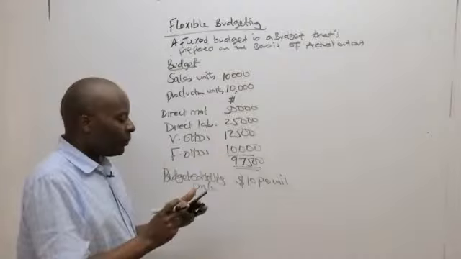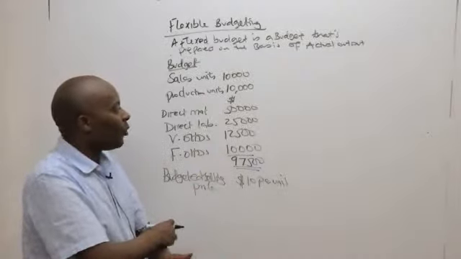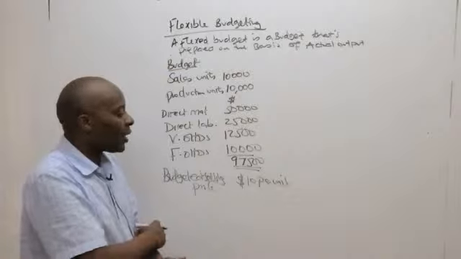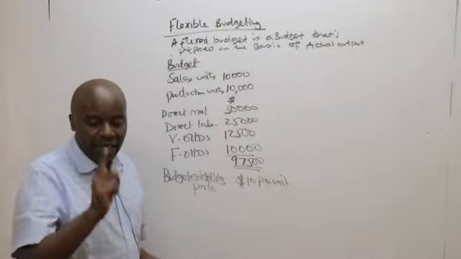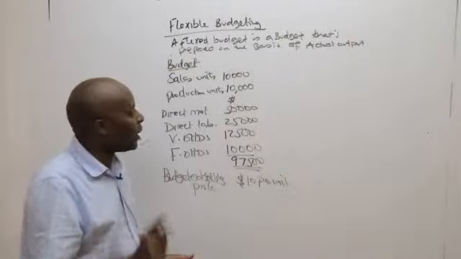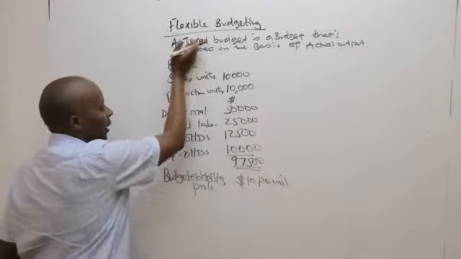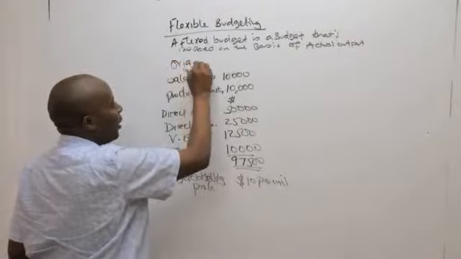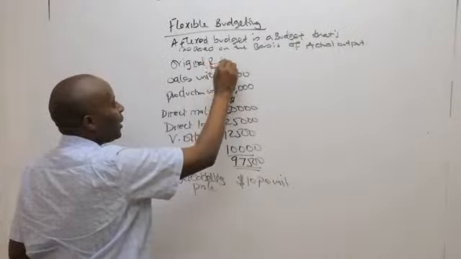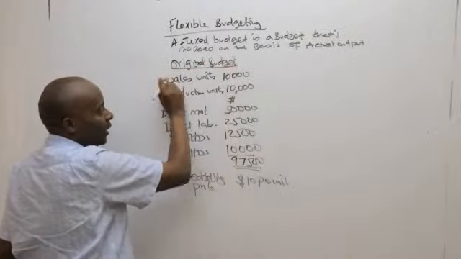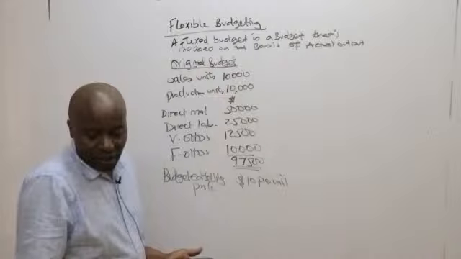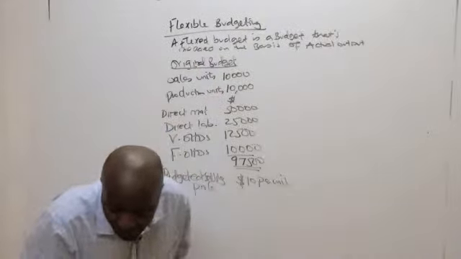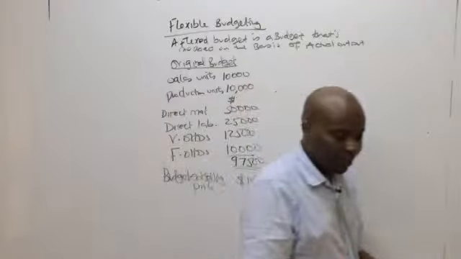So ladies and gentlemen, listen to me very well. Whenever you are told to prepare a flexible budget, what will you do? The first thing that you will do is to come and give us the original budget. And I want to change this slightly to be able to give you the original budget. The board is not visible. Let me do something.